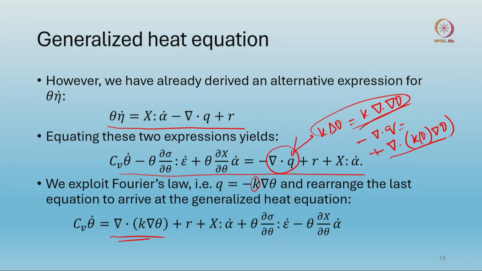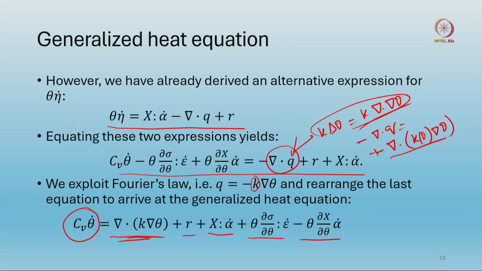K is also called the diffusion coefficient. In this particular case it is called conductivity, but in the more general physics and maths literature, it is called the diffusion coefficient. So, the standard heat equation has this term, the diffusion term. And then there is this R. On the left hand side we have C_V theta dot. Then the third term is X alpha dot, an appropriate inner product. The fourth term is theta del sigma by del theta, inner product with epsilon dot. The fifth term, with a minus sign, is theta del X by del theta alpha dot.